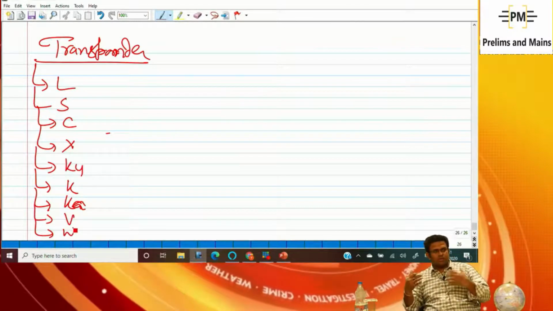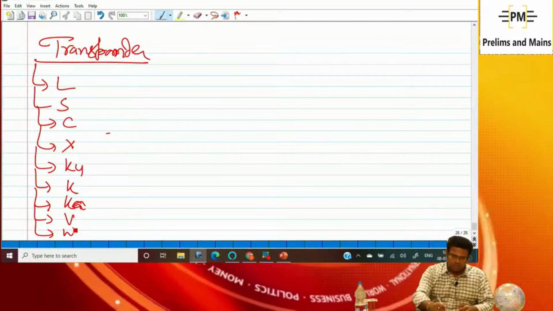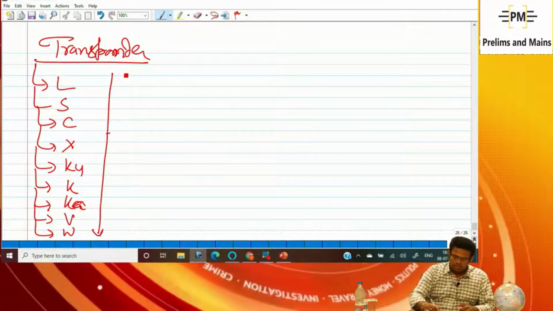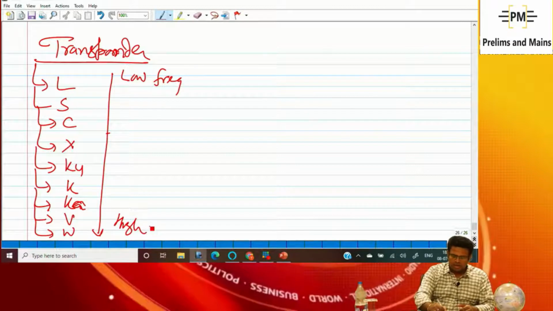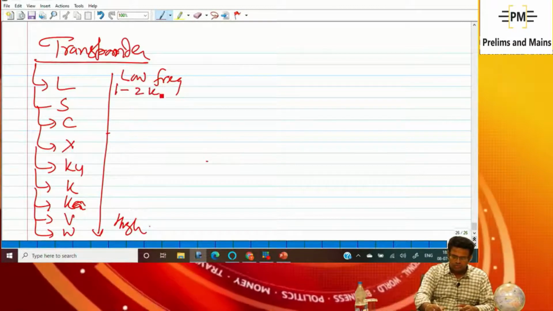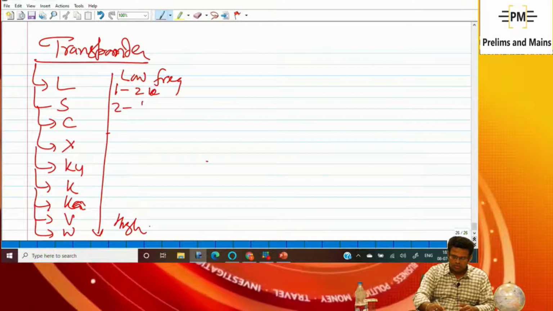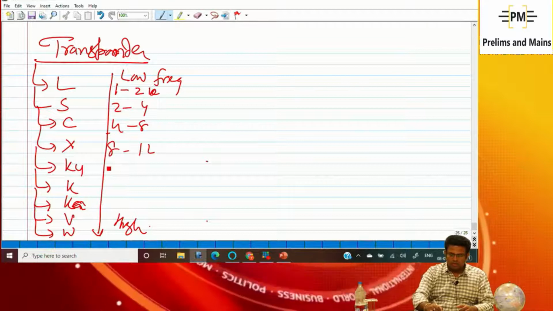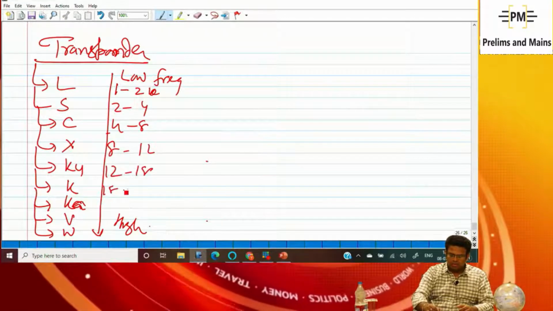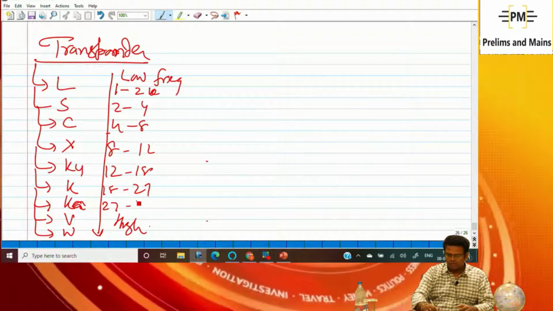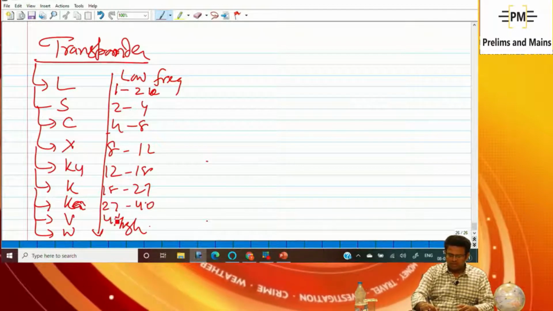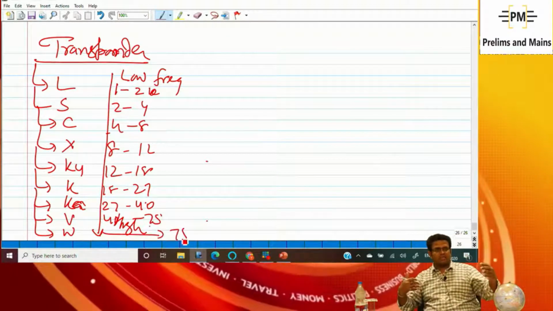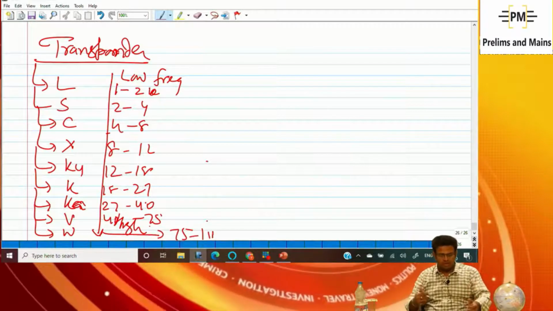These are the different transponders, moving from low frequency to high frequency: 1 to 2 gigahertz, 2 to 4, 4 to 8, 8 to 12, 12 to 18, 18 to 27, 27 to 40, 40 to 75, and W is 75 to 110. This is the way the frequencies of these transponders are arranged.